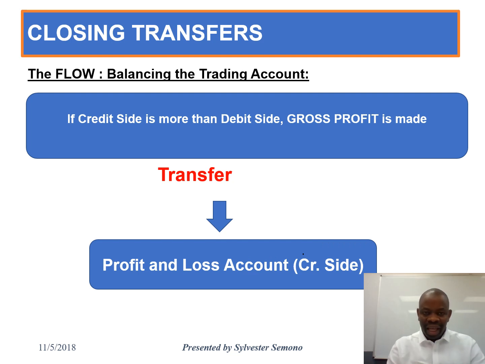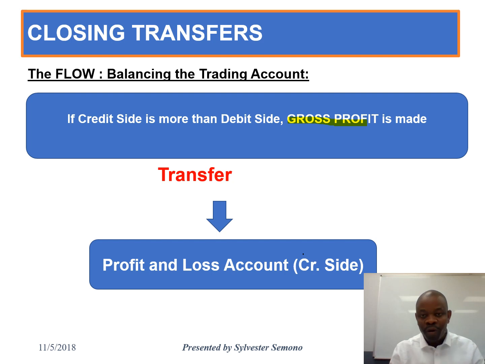Now, because now we've got the sales on the credit side and the cost of sales on the debit side, depending on the system of inventory, now we need to balance the trading account. Remember, we need to compare the credit and the debit. Like I said here, if the credit side is more than the debit side, it means we made gross profit. Okay, so that gross profit must be transferred to what? To the profit and loss on the credit side.